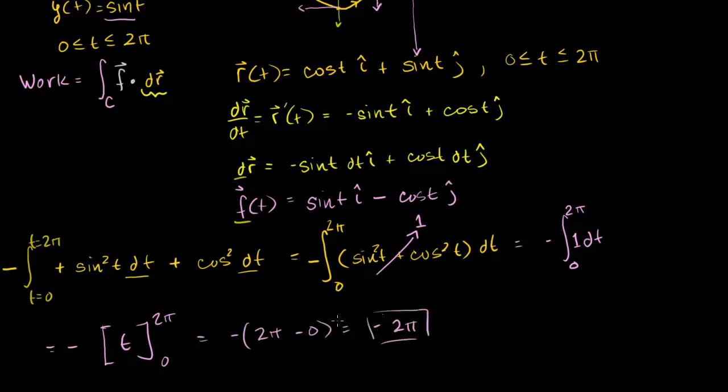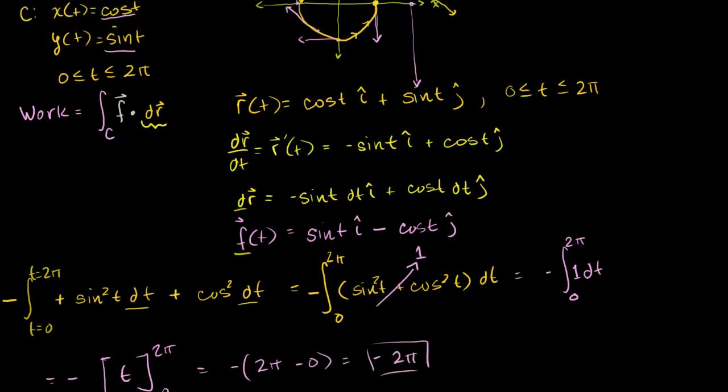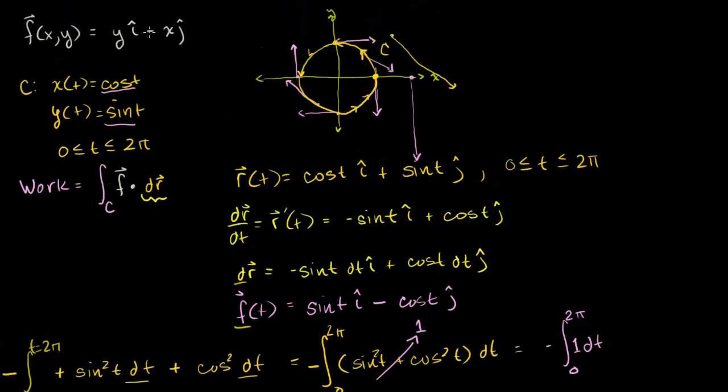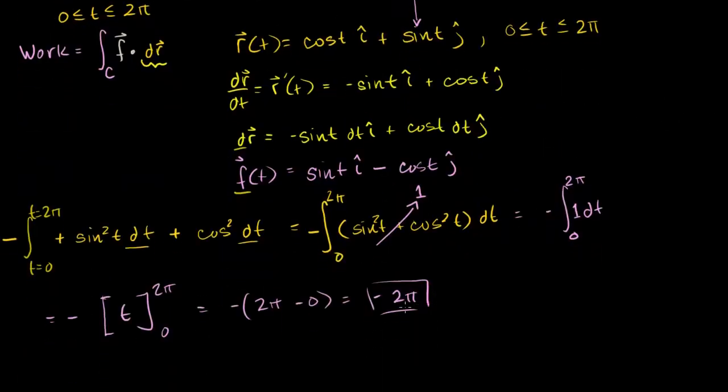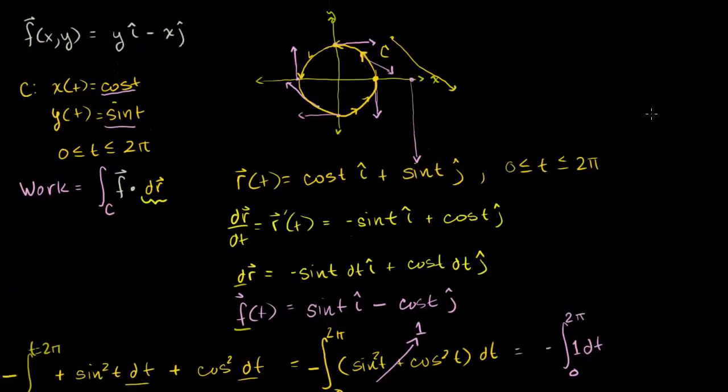We figured out the work that this field did on the particle, or whatever thing was moving around in this counterclockwise fashion. And our intuition held up. We actually got a negative number for the work done. And that's because at all times the field was actually going exactly opposite, or was actually opposing the movement of, if we think of it as a particle, in its counterclockwise direction.